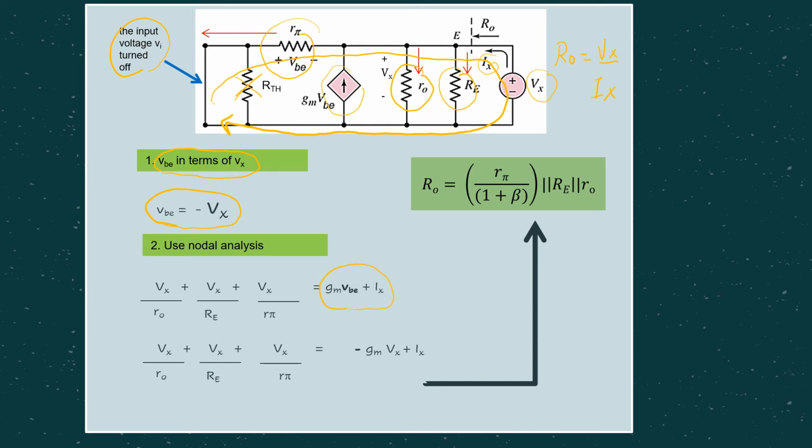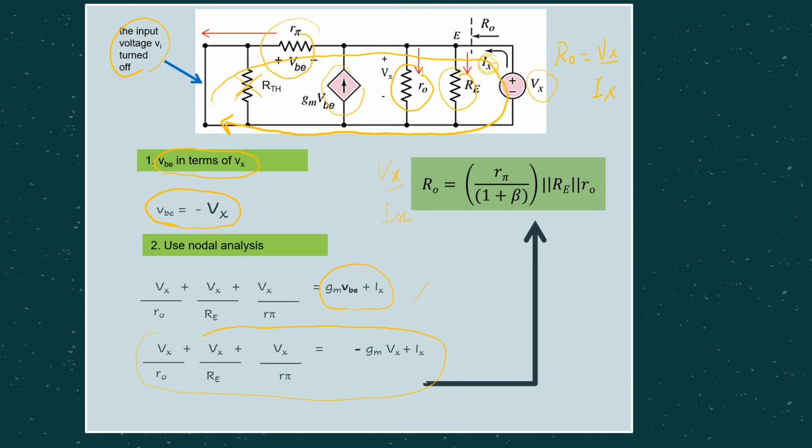GM VBE plus Ix. Okay, then from there, remember VBE can be replaced with negative Ix. We can rearrange, because at the end of the day you are supposed to get R0, which is Vx over Ix. If you rearrange this equation, you are supposed to get Vx over Ix given by R pi over the 1 plus beta in parallel to Re, which is in parallel to R0.